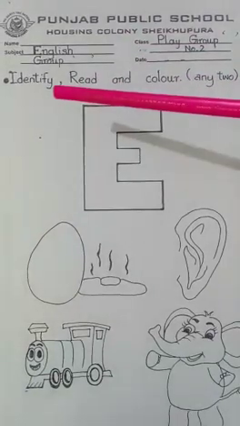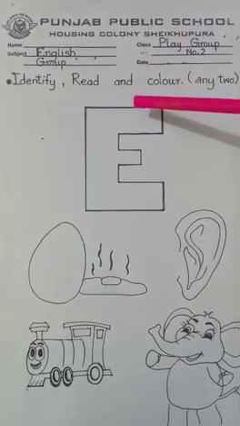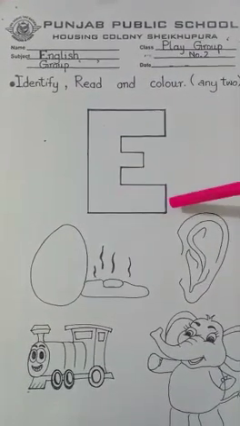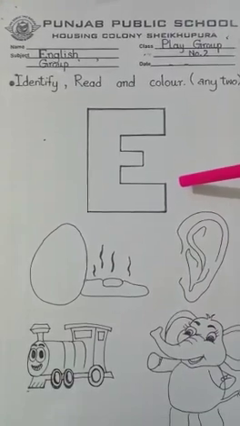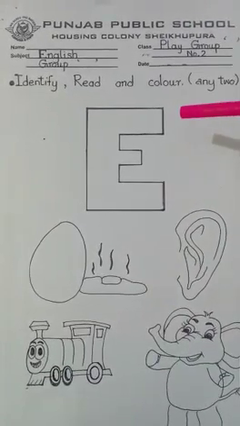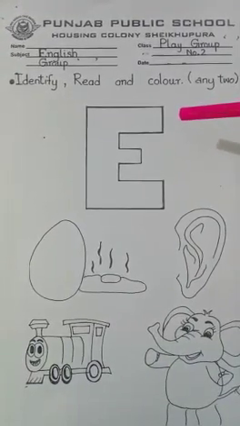Here I have written identify, read and color. So first of all, you have to identify. And how do we identify the alphabet? With its formation and appearance. Then call its name, that is E. So recognize and read the letter.